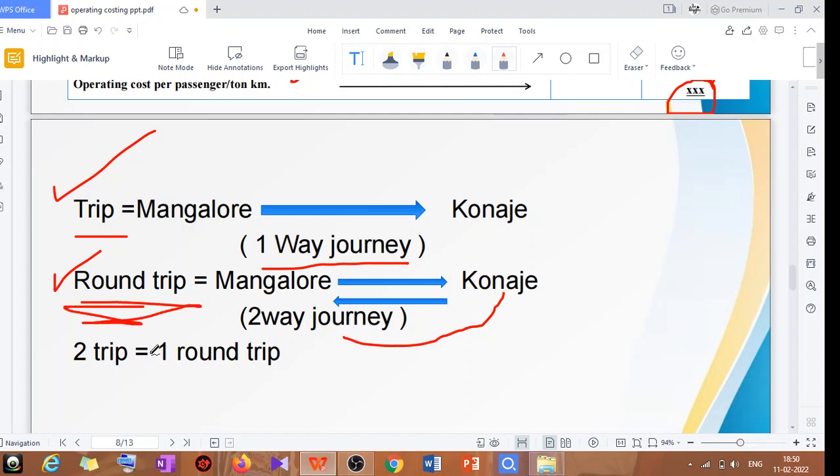So if I say one round trip, it is two trips. Clear? If I say trip, it is only one way. Round trip means once from Mangalore to Konaje and Konaje to Mangalore. It means two trips, right? So 2 trips is equal to 1 round trip. I hope it is clear to you. That is, 2 trips is equal to 1 round trip.